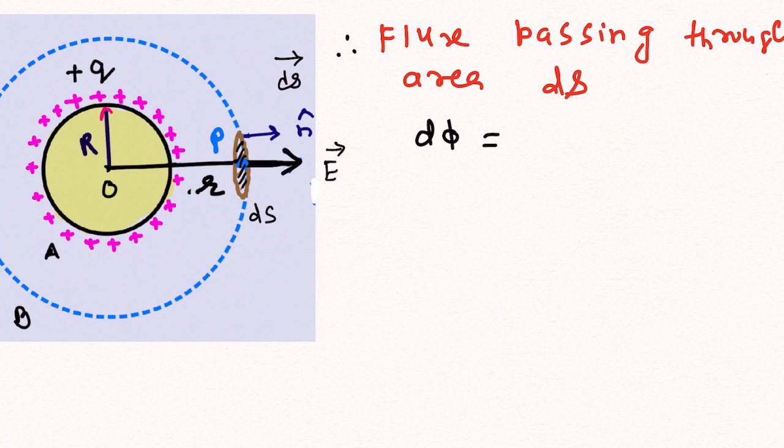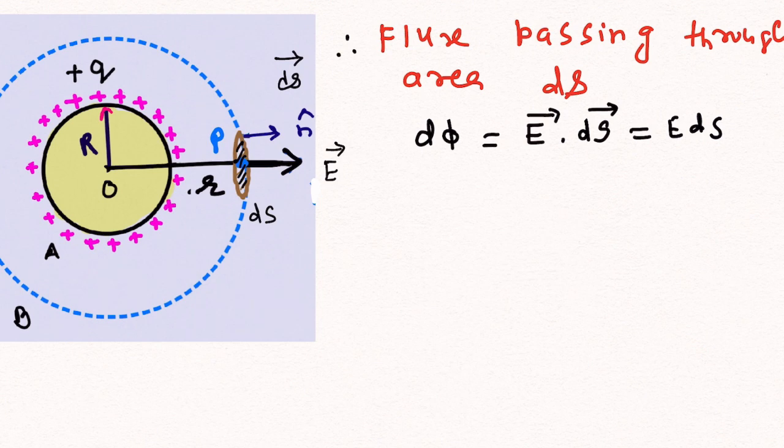d phi equal to electric field intensity E dot area vector ds. But E and ds are parallel to each other because the normal to area ds represents the vector ds. Therefore, the dot product E dot ds is E ds cos 0. Cos 0 is 1. This equation gives the flux passing through area ds.